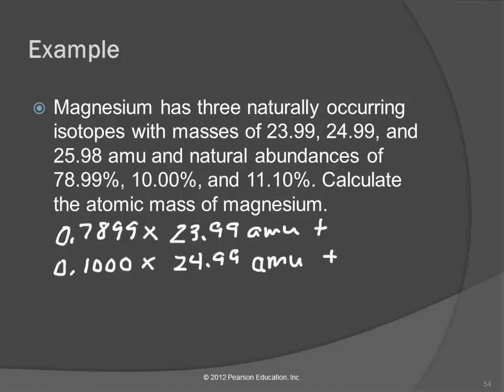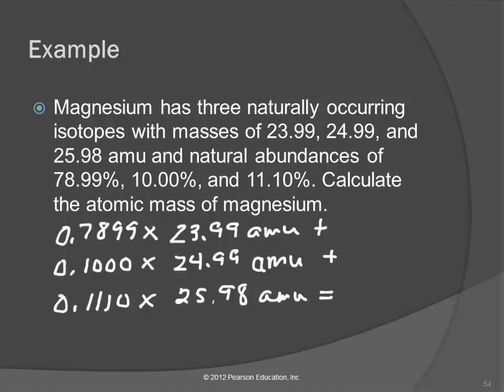Plus the third one, 11%, 0.1110 times 25.98 atomic mass units equals. And you can just do all of this on your calculator. You can just type all these in, and your calculator can handle it all at once.